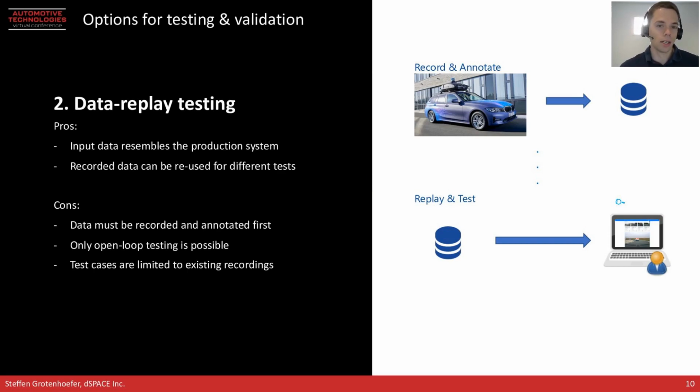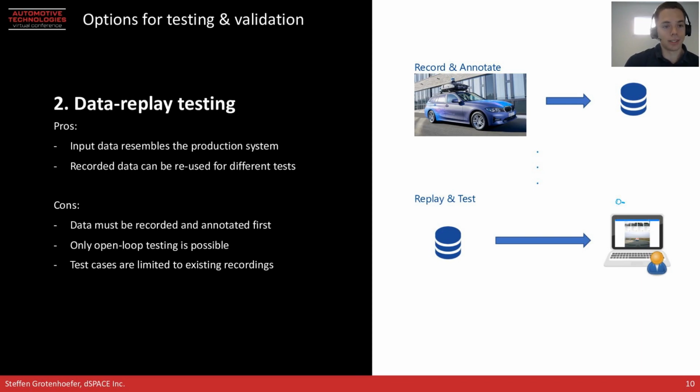So in data replay testing, you have your sensor suite, for example, equip it to the vehicle with a test driver. You can drive around, collect the data, store it in a database, and later on, you can always reuse the data that you've once recorded. You can replay it to different kinds of system under tests and use it across different test cases. So the advantages are the input data should resemble the production system, at least if you record with the proper sensor suite. And the recorded data can always be reused for all kinds of different test cases later on, once it is recorded.